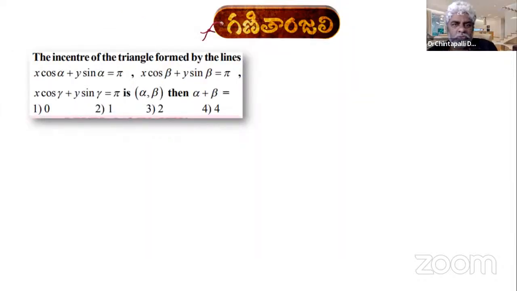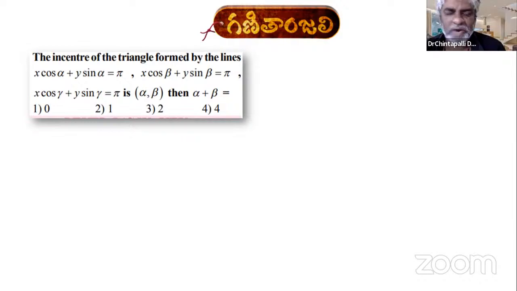Now, do you remember the basic formula in trigonometry, that is cos square theta plus sin square theta is equal to 1? Yes, sir. Can you read this question? The incenter of the triangle formed by the lines x cos alpha plus y sin alpha equals 5, x cos beta plus y sin beta equals 5, x cos gamma plus y sin gamma equals 5 is (alpha, beta). Then alpha plus beta is.